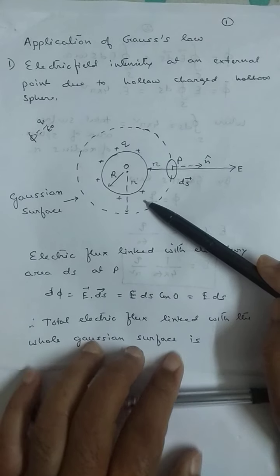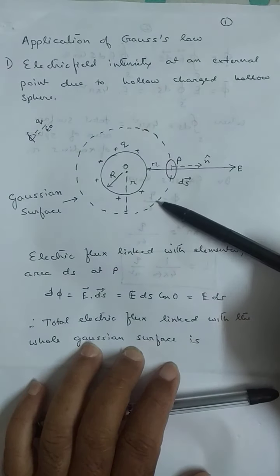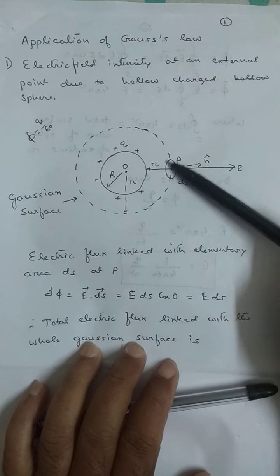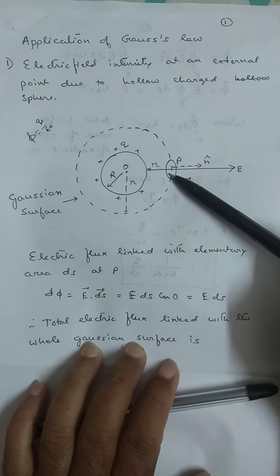Okay, now since this surface is a very large surface, we divide the entire closed surface into a large number of elementary areas, each of area ds.